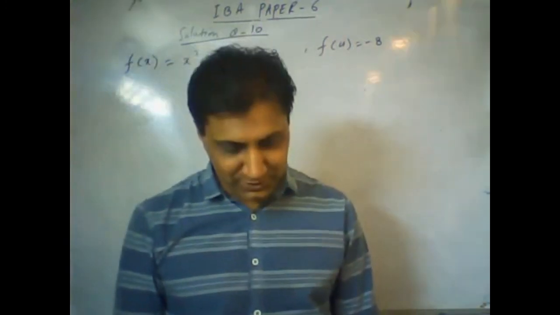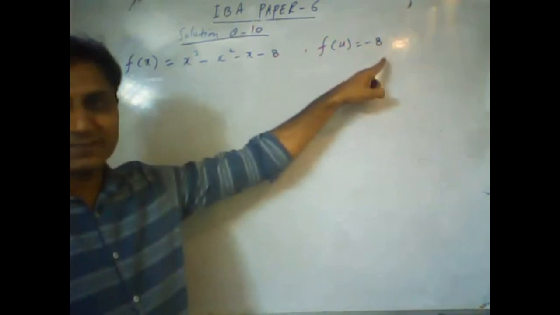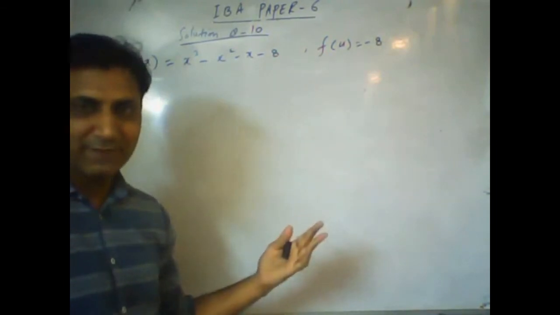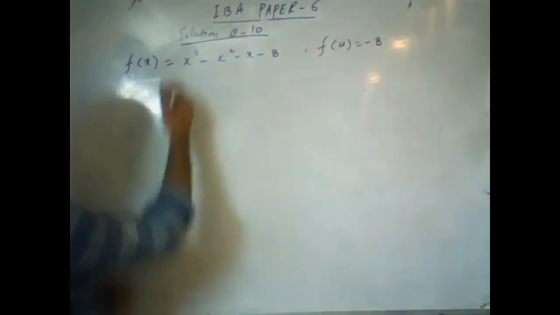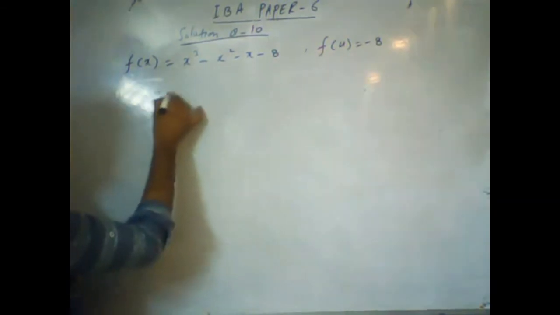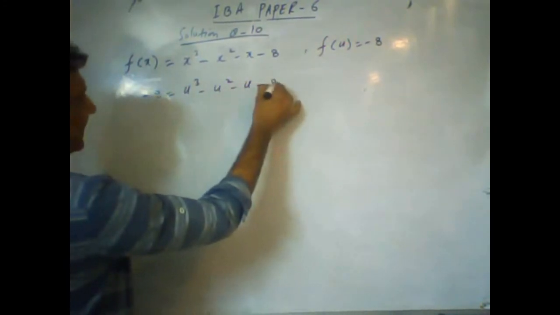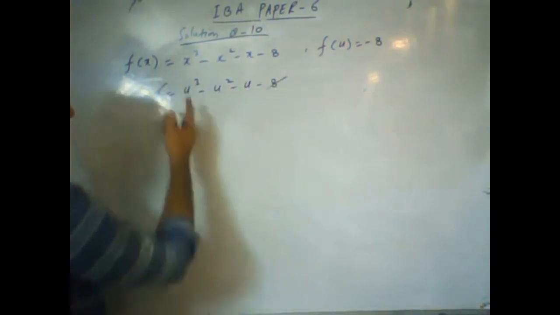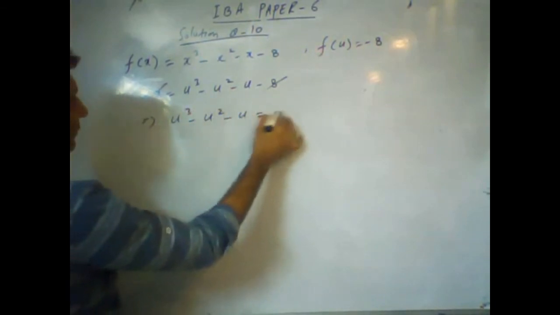Assalamualaikum. Paper 6, question 10. This is the function given. He says f of u is equal to minus 8. Then how many real values are there? So if we put f of u is equal to minus 8 here, and this is u cube minus u square minus u minus 8, cancel these two minus 8s out. So we have u cube minus u square minus u is equal to 0.